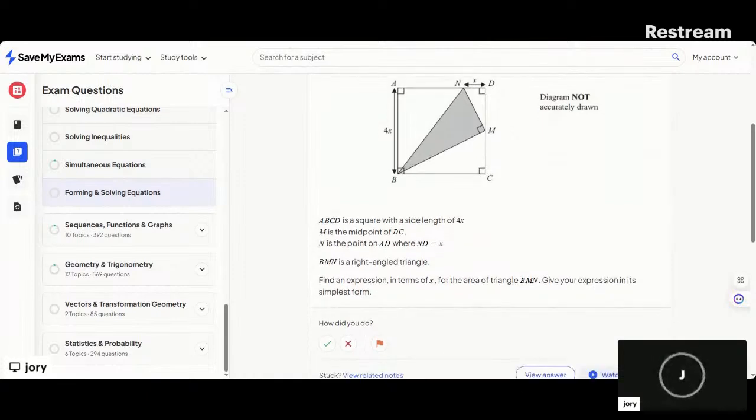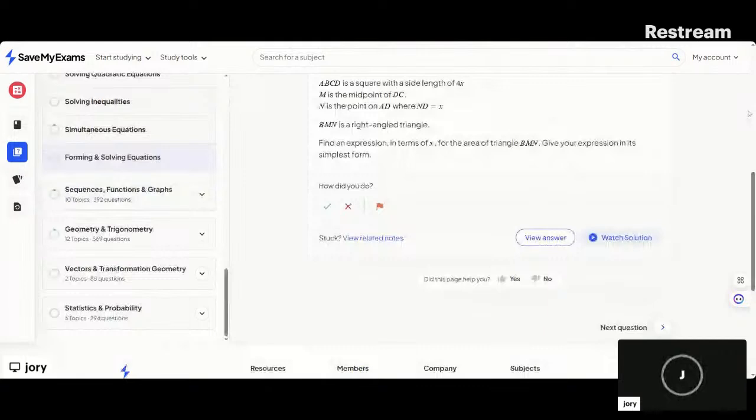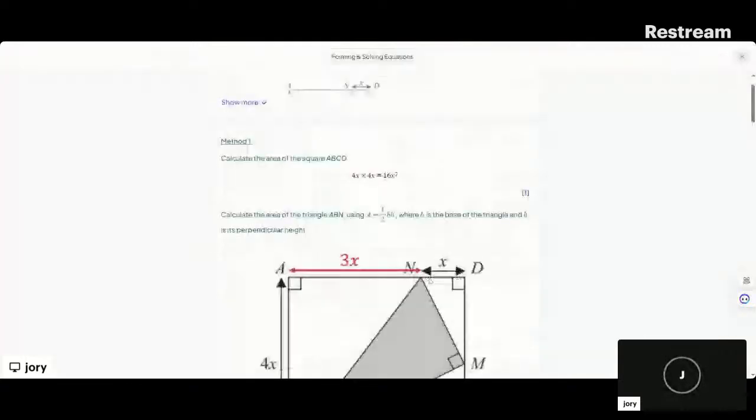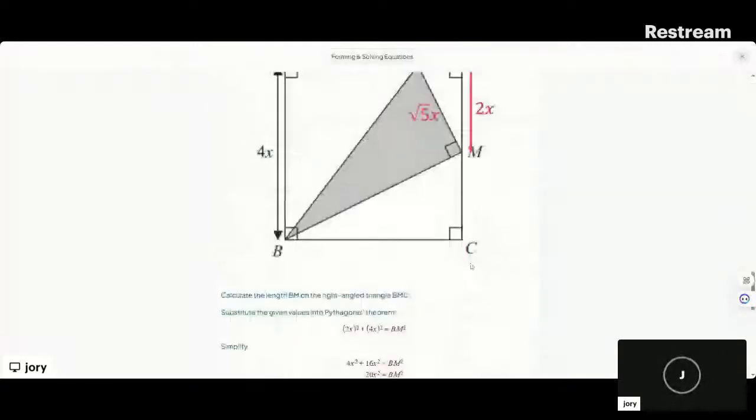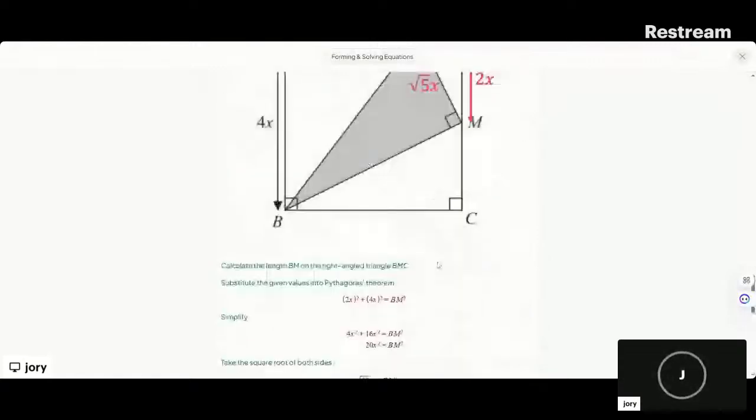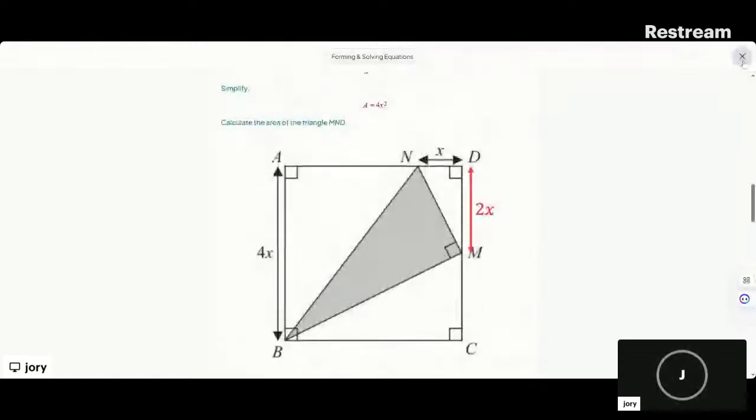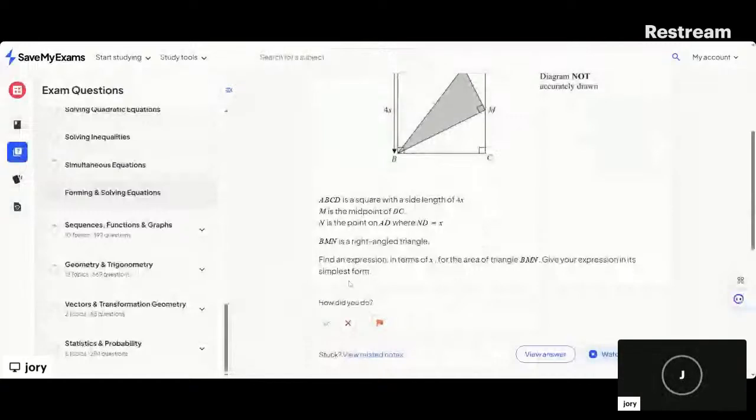That's the area. How many marks? 4 marks. Let me find the answer. It's 5x squared. I got it right. That's good. Okay.